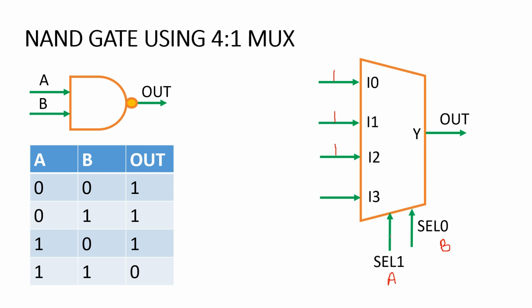When the select line 1 and 0, or A and B, are 1, 1, output value is 0. And I know I3 will be passed to the output. So I will tie the value of I3 to 0. So this way we have implemented a two input NAND gate with the help of a 4:1 multiplexer.